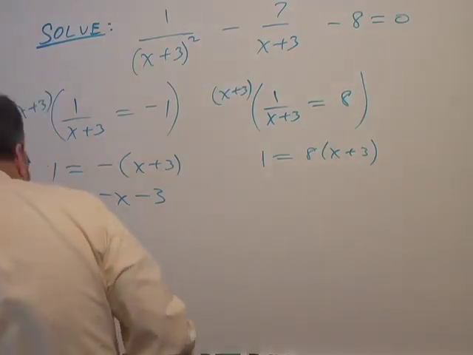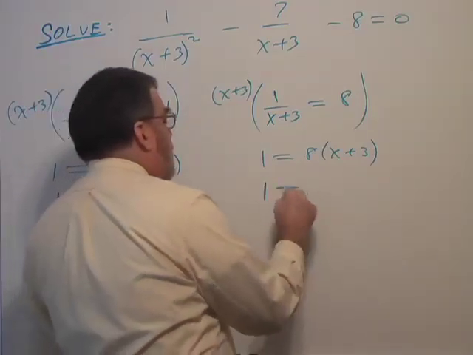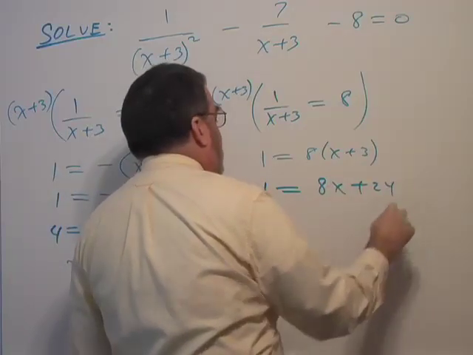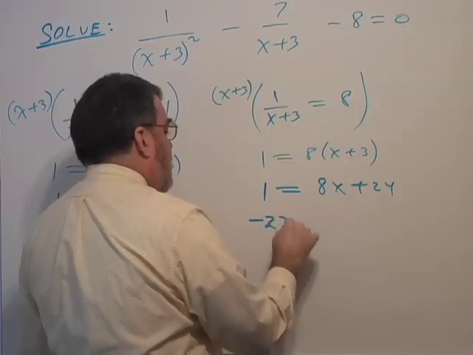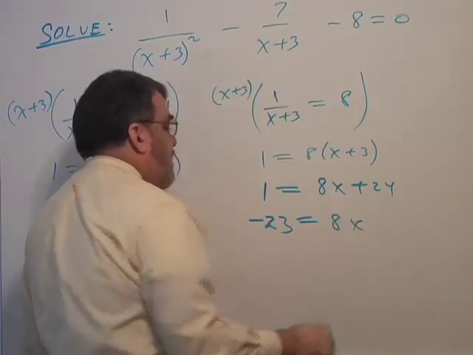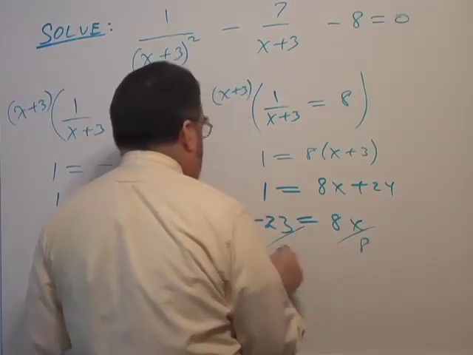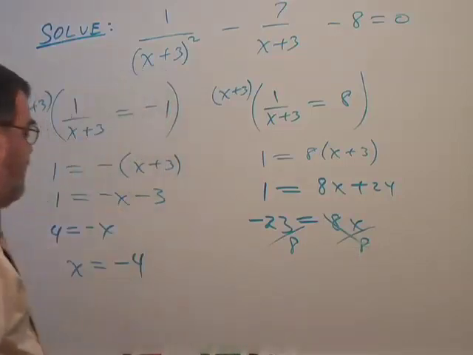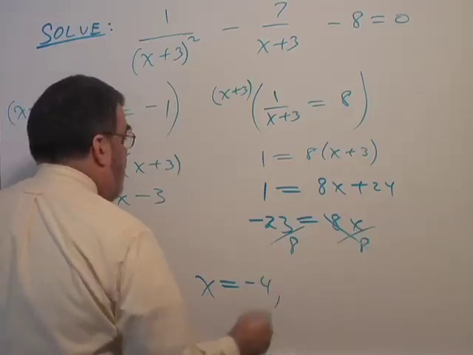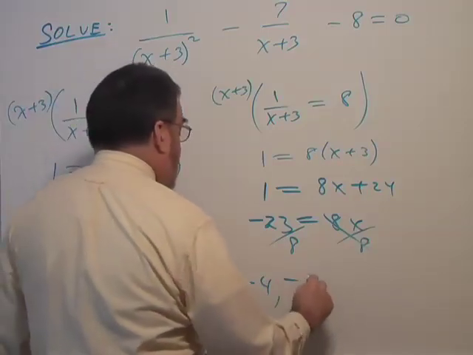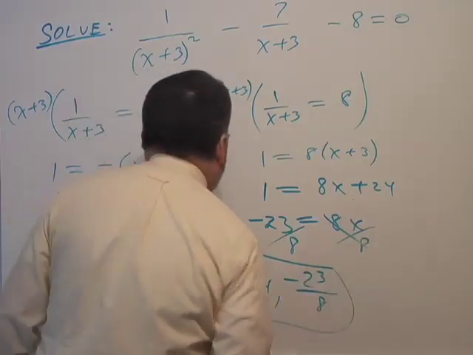And over here on the right side, it looks a little better. 1 equals 8x plus 24. If I subtract 24 from both sides, I get negative 23 equals 8x, 1 minus 24, negative 23, and then divide by 8, and that gives us the answer. So let me write both these answers out. X equals negative 4 and also negative 23 over 8. So there we go.